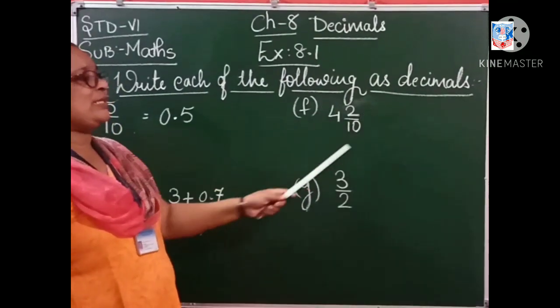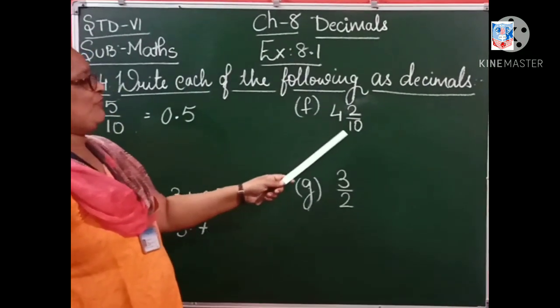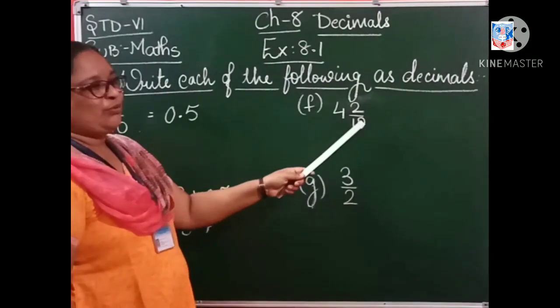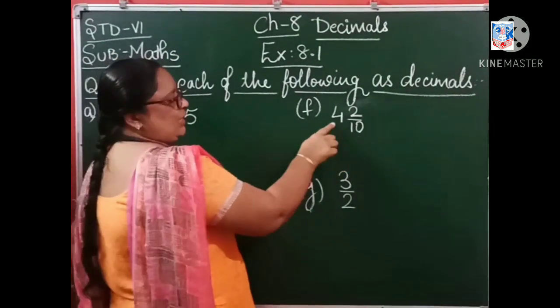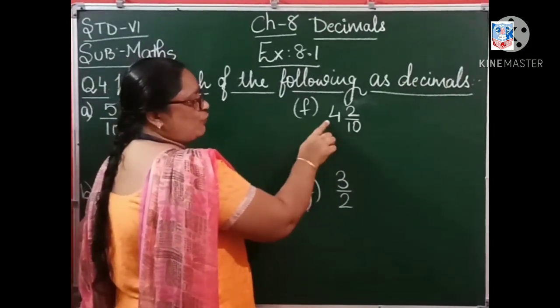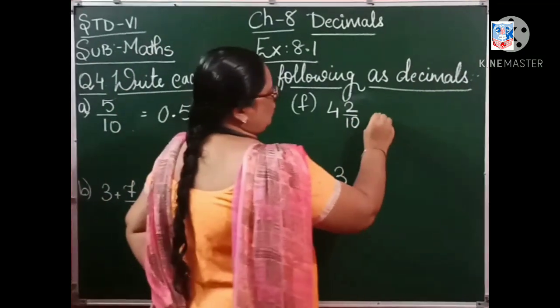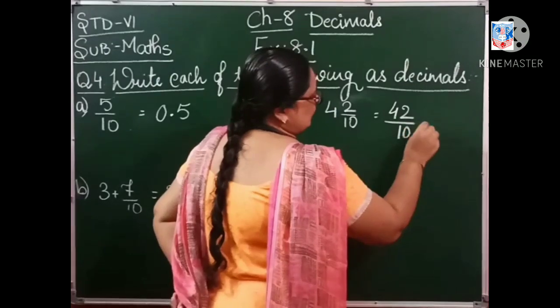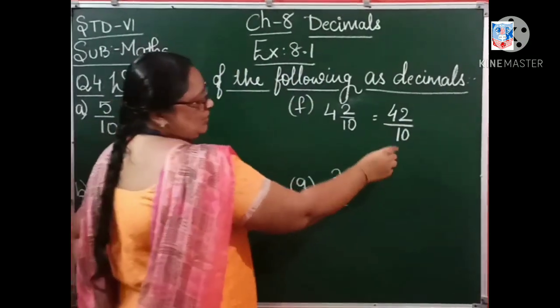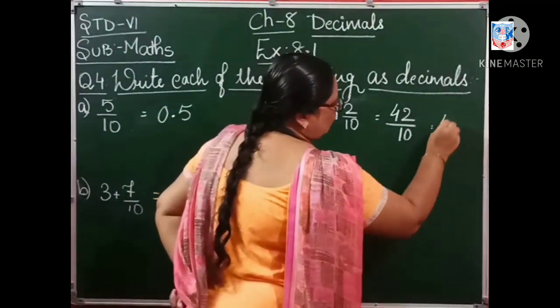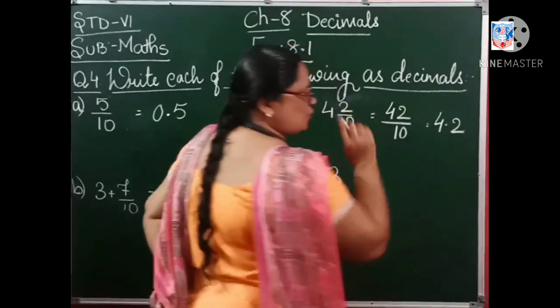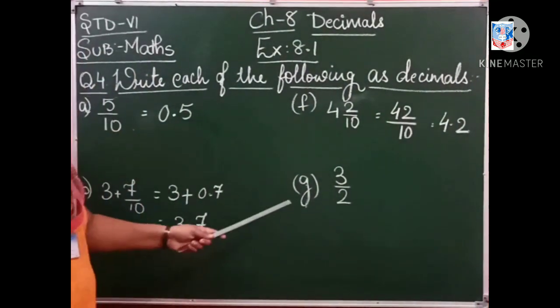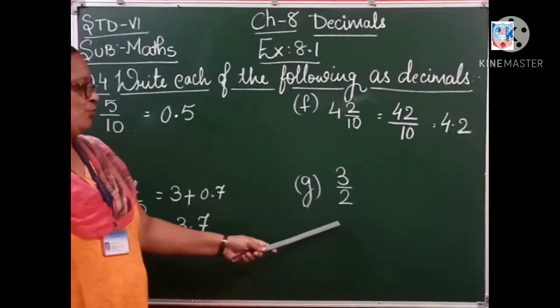Now 4 2 by 10. Now see, this is mixed fraction. So what we will do? We will convert into improper fraction. 10 into 4, 10 4s are 40. 40 plus 2, 42 by 10. Now this is easy. Is equal to 4.2.